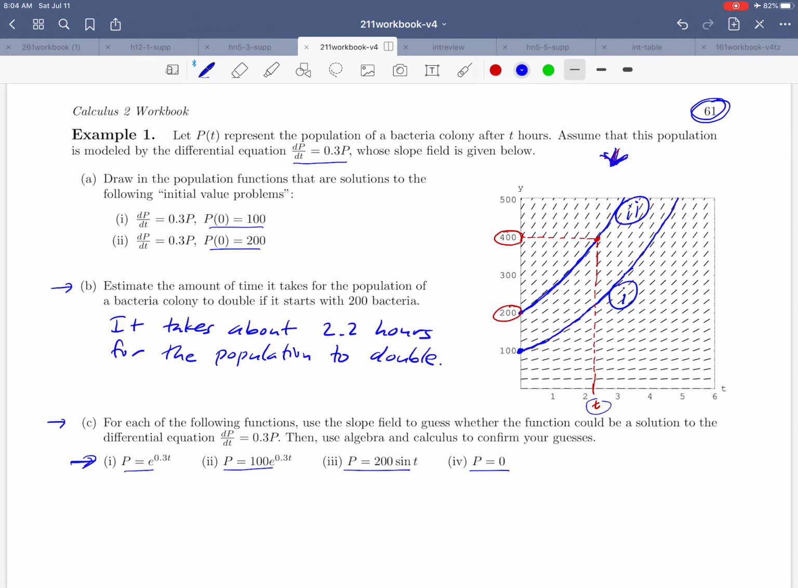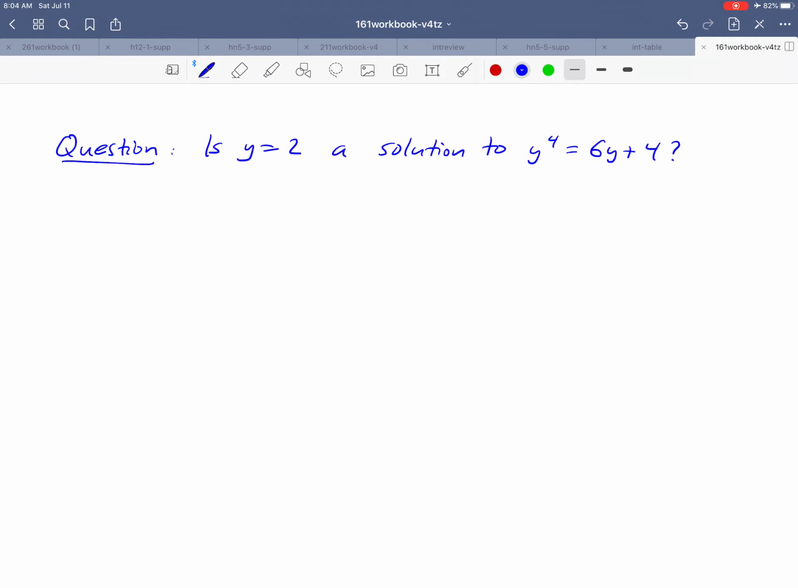I'm going to flip pages here on you, and pose a question that you might see in an algebra class. Is the number y equals 2 a solution to the equation y to the fourth equals 6y plus 4? How would you answer that question? You may very well be able to do it in your head and come up with an answer of yes. But let's dig a little deeper and think about how you might explain this to an algebra student who's new to the concept of what it means for something to be a solution.